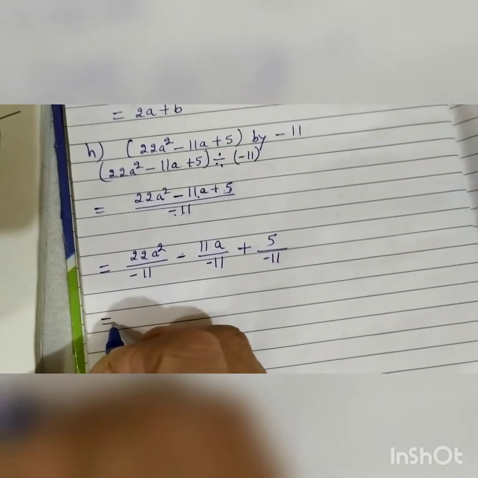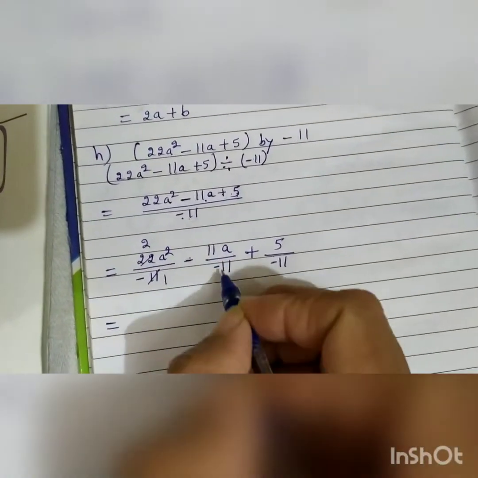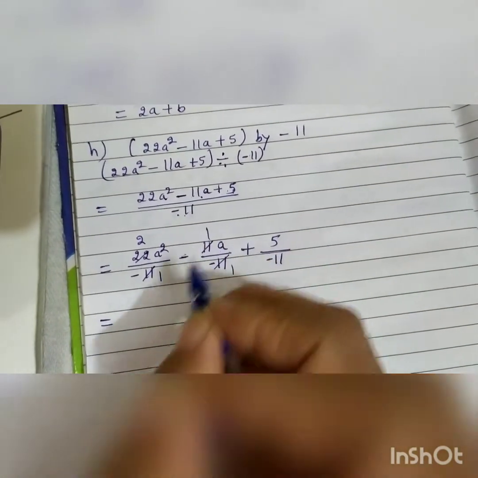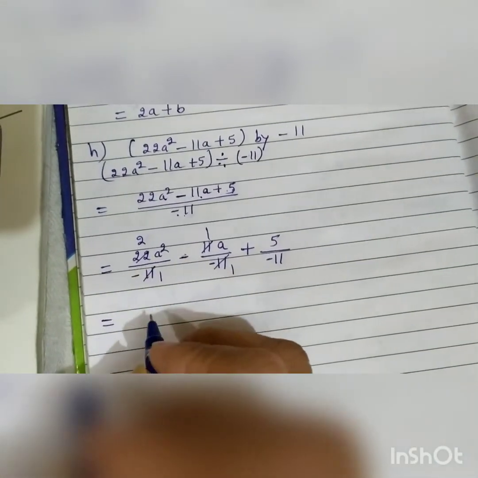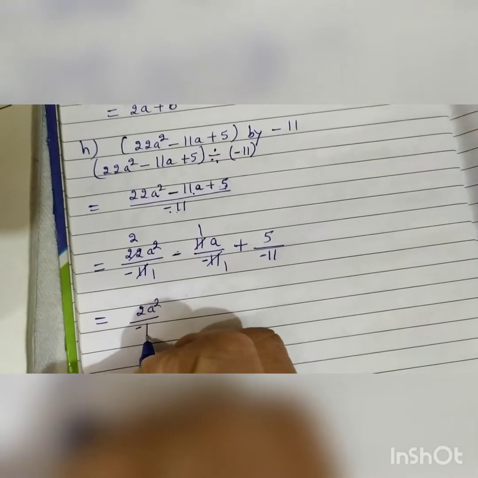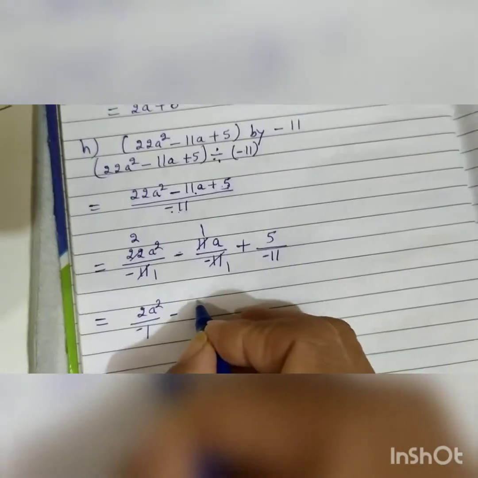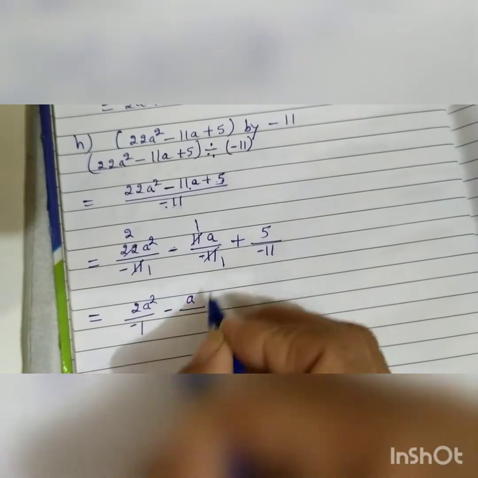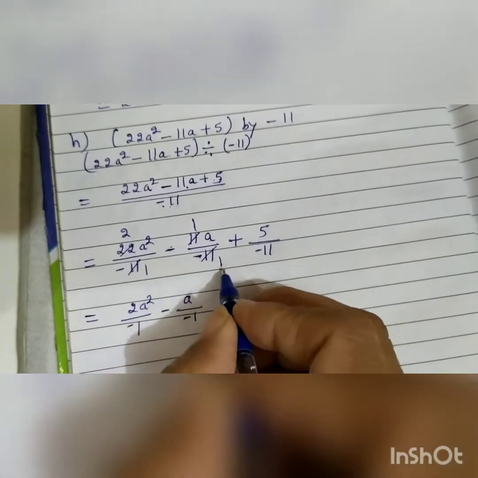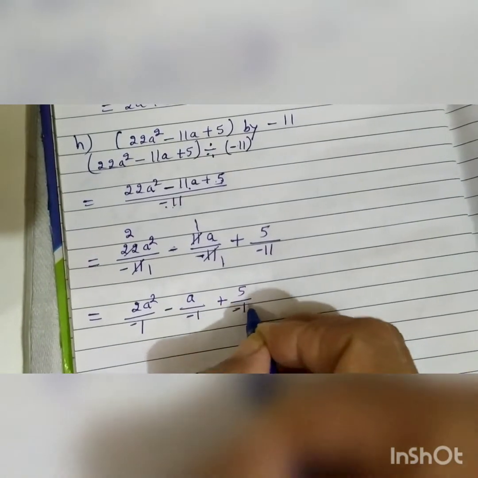Now again we will simplify it. 11 ones are 11, 11 twos are 22, 11 ones are 11, 11 ones are 11. Now this is 2a square upon minus 1, then minus 1a, 1a means a, upon this minus 1. Then this plus 5 upon minus 11.